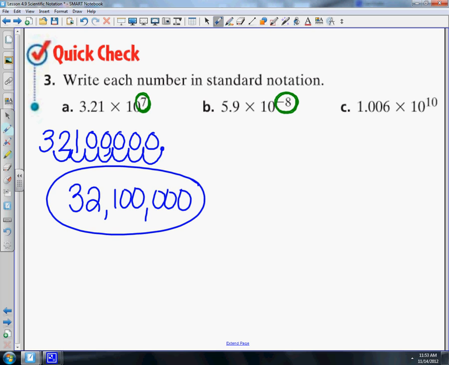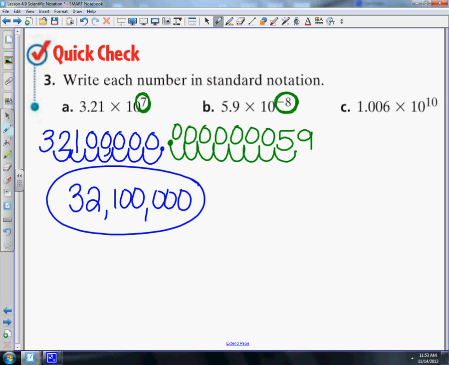So instead of taking my number 5.9 and making it bigger by going to the right, they want me to make it smaller because it's a negative 8. So this time I'm going to go to the left. 1, 2, 3, 4, 5, 6, 7, 8 times. And then I fill these in with zeros. Now this is like the size of a water molecule. It's something that's super, super tiny that you really can't measure without a microscope. So then there's your answer.